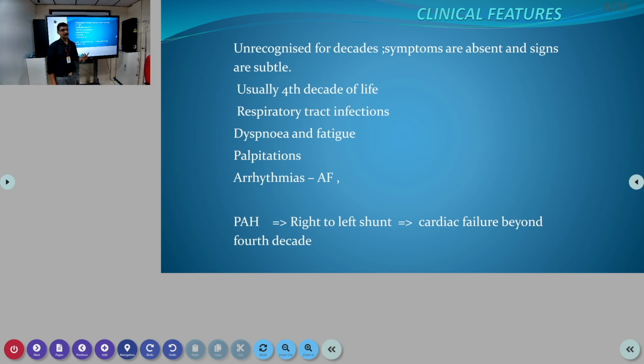So the patient will have minimal symptoms like dyspnea on exertion and exertional palpitations because of the volume overload, and they can also have a history of recurrent respiratory tract infections in childhood. Palpitations can also occur in another way, because of the dilatation of the atria they can develop atrial fibrillation, and that will cause palpitations at rest. Later, as the patient develops pulmonary artery hypertension, there can be right to left shunts, and the patient can finally develop features of right heart failure beyond the fourth decade.